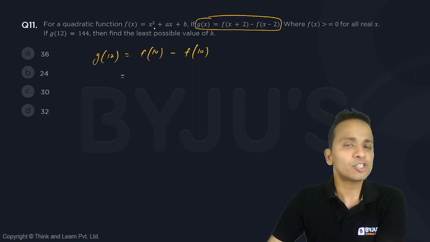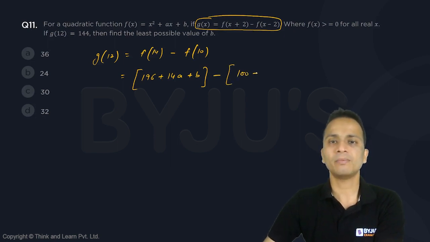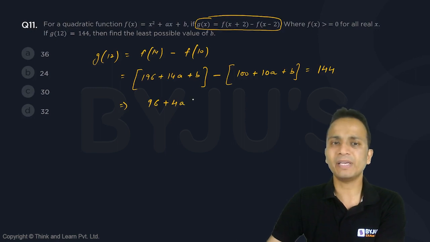Now f(14). So f(x) is x square plus ax plus b. So f(14) can be written as 14 square, which is 196, plus 14a plus b. This is f(14) minus f(10). f(10) will be 100 plus 10a plus b. Now this value is given as 144 in the question. So upon simplifying, it will be 196 minus 100, that is 96, plus 4a, b will be cancelled, and that is equal to 144. So the value of a will come out to be 12.